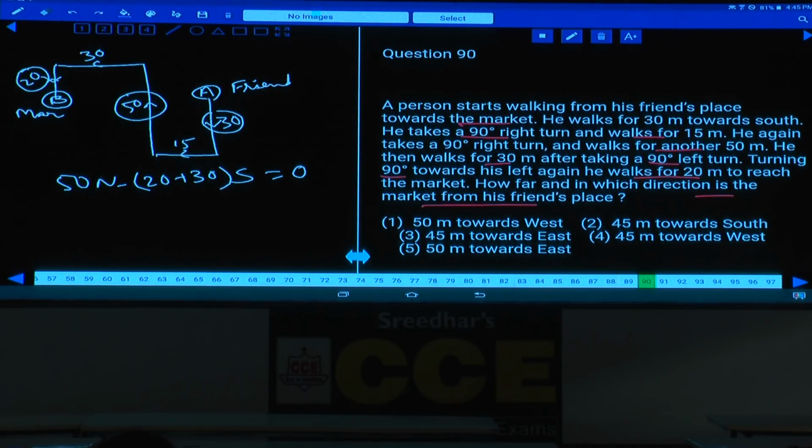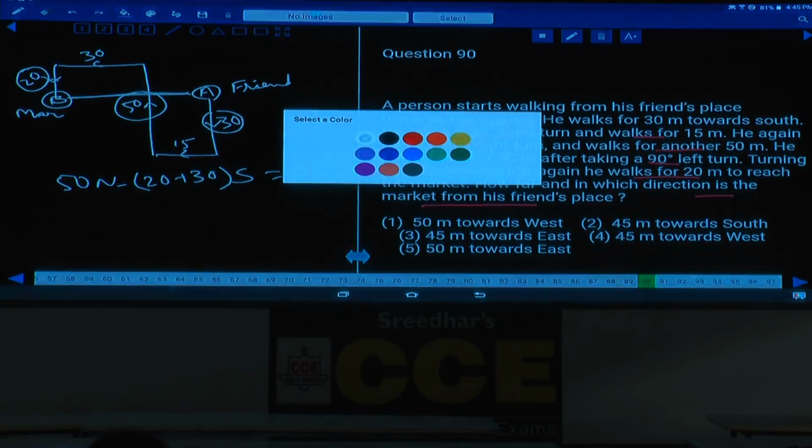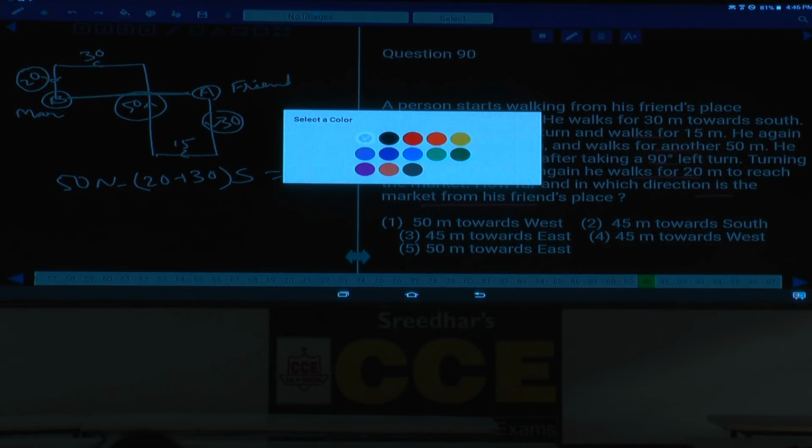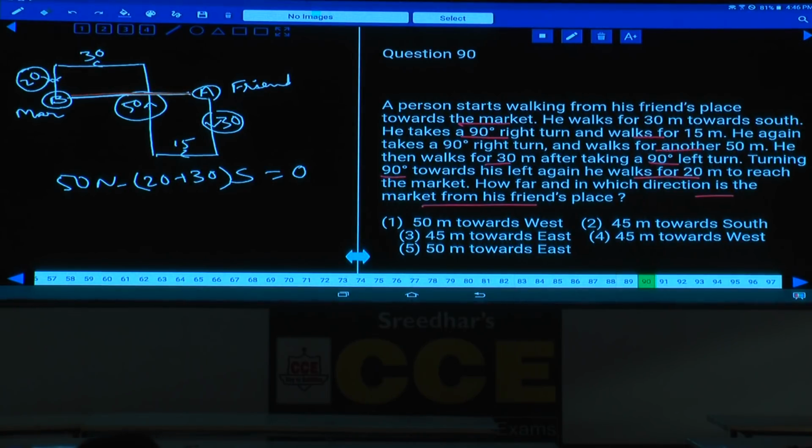Vertical distance is 0. Now we need to find out the horizontal distance. Tell me, what is the horizontal distance between these two? Now the horizontal distance is, this is 15 and this is 30. Hence 15 plus 30 is 45. Now this is 45 meters towards which direction? 45 meters towards west, that is choice 4.